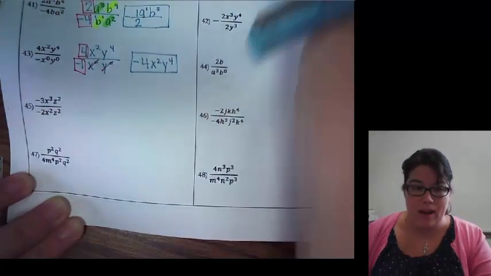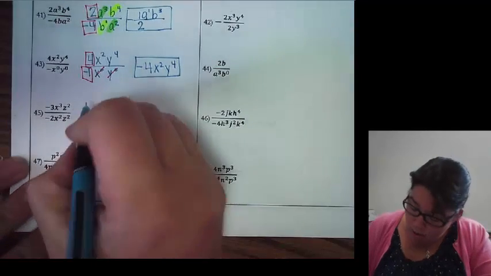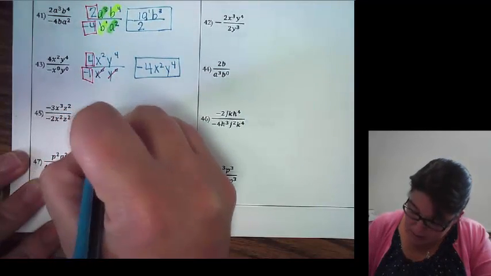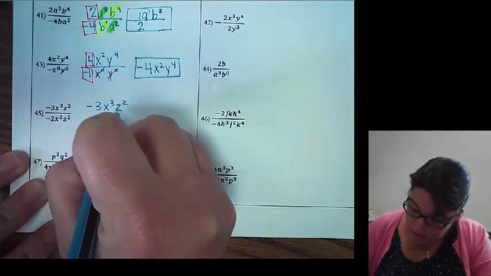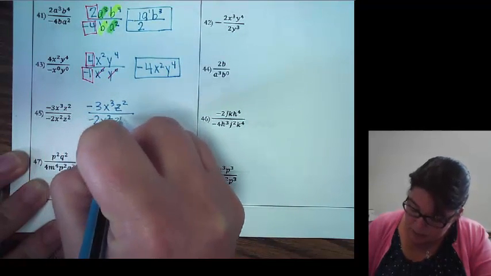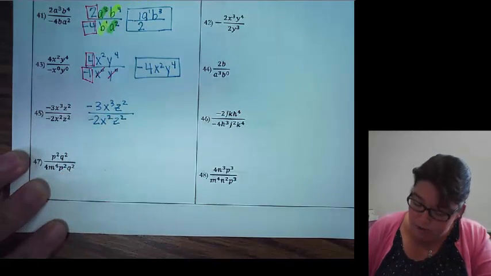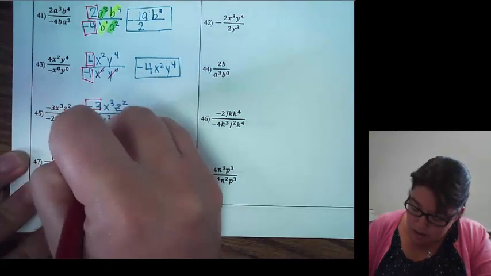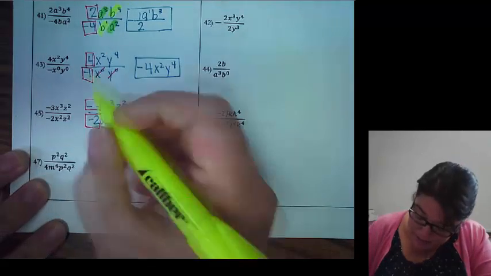Now let's look at 45. We have coefficient, base, exponent, base, exponent over coefficient, base, exponent, base, exponent. Okay, so I'm going to box my coefficients, highlight my bases and exponents.